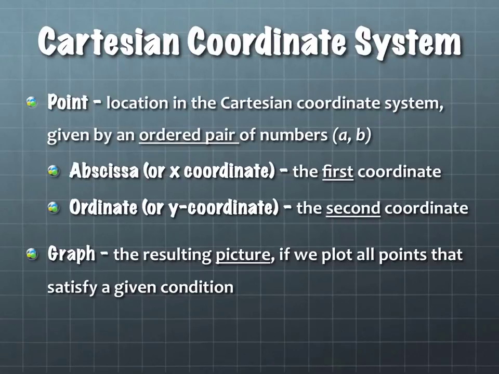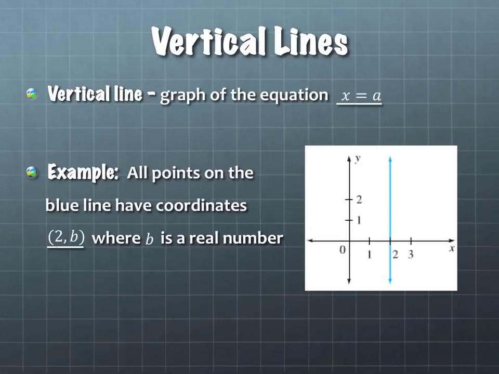There are two very special lines that we're going to talk about first. Those are vertical lines and horizontal lines. So a vertical line is the graph of an equation that starts out x equals, and then it's a number. So x equals 5, x equals 8, x equals negative 362, whatever. x equals a number. And that's a vertical line, straight up and down.